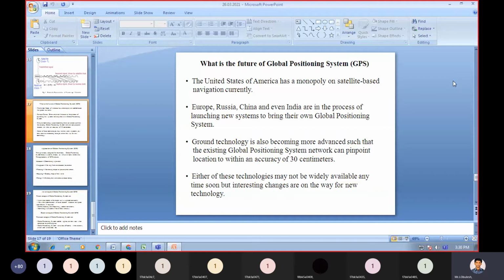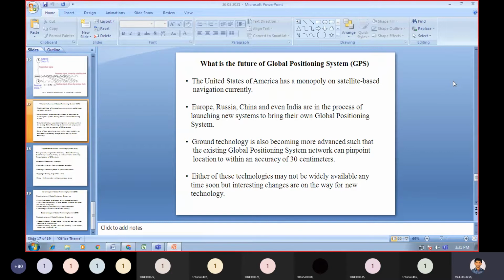What is the feature of global positioning system? The United States of America has a monopoly on satellite-based navigation currently.